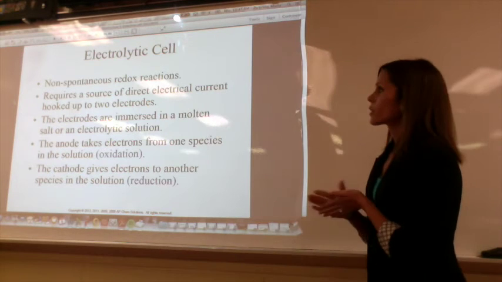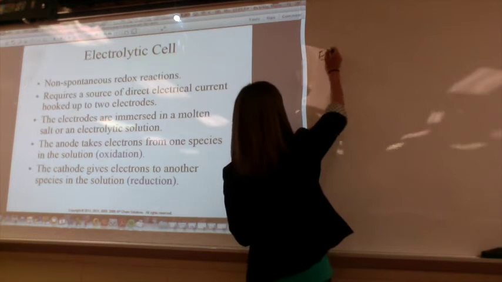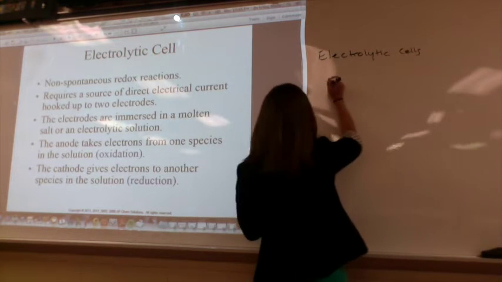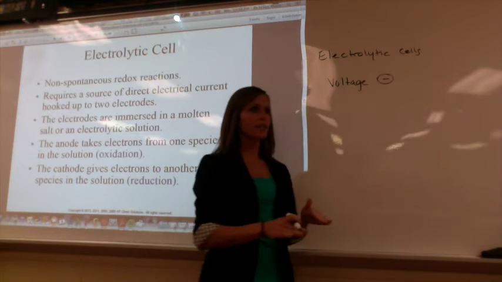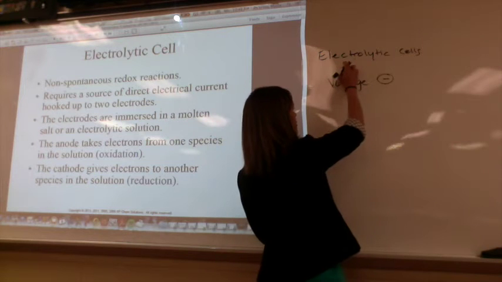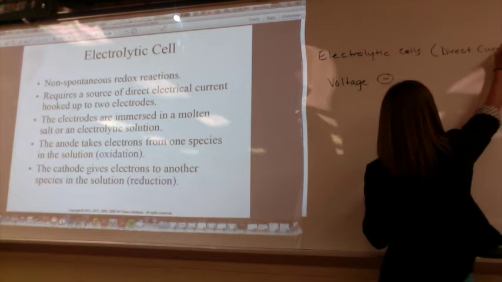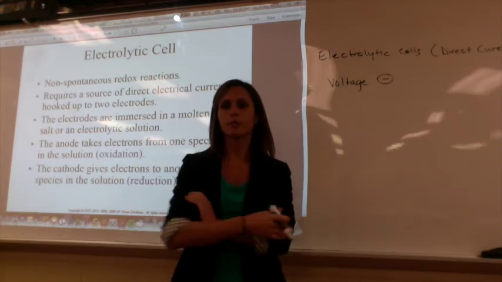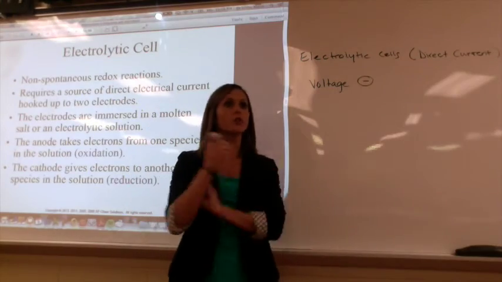All right, so for an electrolytic cell, the most important thing, you have your note sheet, right? You're going to write down on your note sheet that electrolytic cells, anytime you see them, you should know that your voltage will always be negative. Always. The other way you'll know it's an electrolytic cell is it might say that a direct current is applied, or that a power source is supplied to this. If it says that, then you know it's electrolytic.